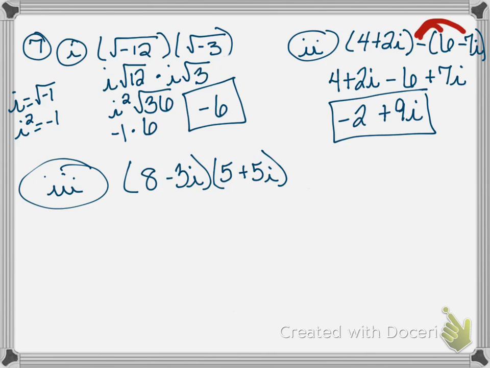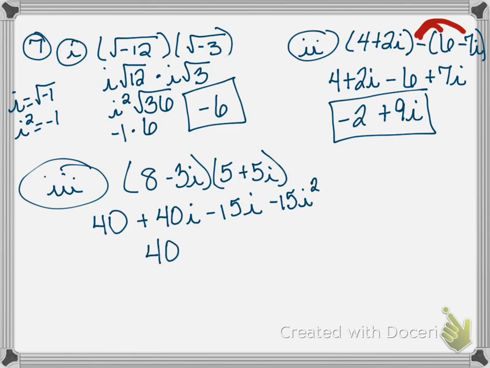I have 8 times 5 is 40. 8 times 5i is 40i. Negative 3i times 5 is minus 15i. Okay, negative 3i times positive 5i is negative 15i squared. Now what happens is a lot of times students will combine these like terms and then stop.